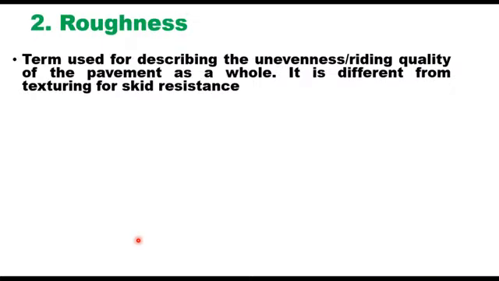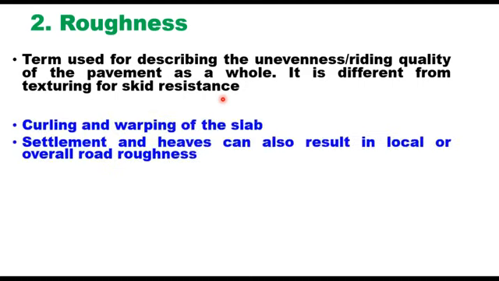The second is roughness. Roughness is the term used for describing the unevenness or riding quality of the pavement as a whole. And it should be understood that roughness is different from texturing, which is used for skid resistance. And I will discuss this skid resistance or texturing in the next slide. Roughness can be because of curling or warping of the slab. Settlement and heaves can also result in local or overall road roughness.